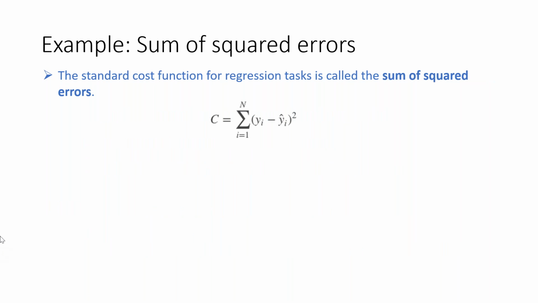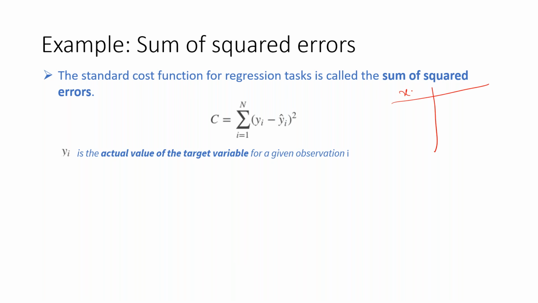Okay, so the standard cost function for regression tasks is called sum of squared errors. This is what I have already told you. So C is a cost function, but what is each of these things? Yi is the actual value of the target variable for a given observation. So in our table, whenever I'm giving some features and then actual value, because we are doing a supervised learning problem, there will always be an actual Y using which we train the model.